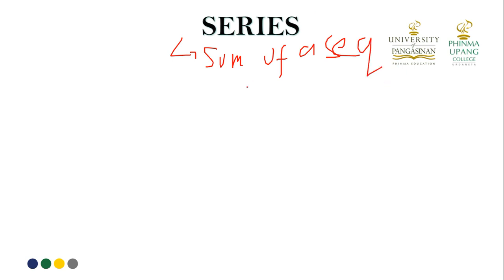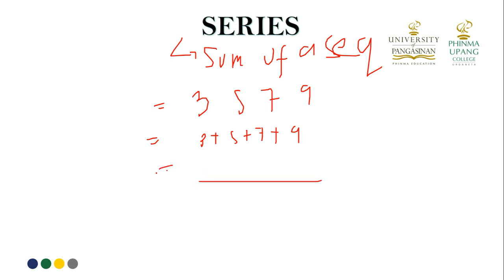For example, earlier we had 3, 5, 7, and 9. If you're going to get the sum of this sequence, the answer is 3 plus 5 plus 7 plus 9. It's just like grade 1. Can you give me the sum of this example? What is 3 plus 5, 7, 9? It's 24. And that's it. Series, simple as that. Do you have any questions regarding series? None, sir. Easy.